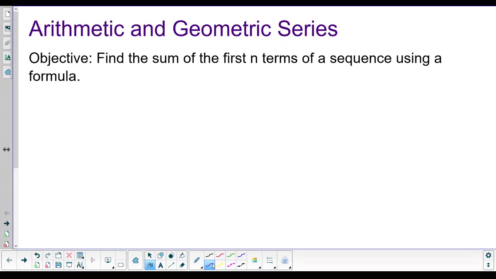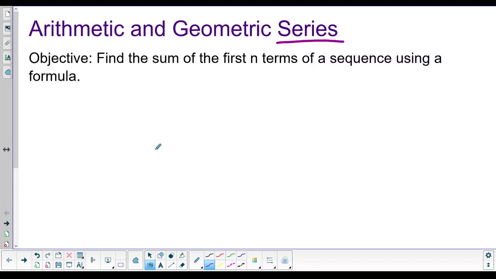We are going to talk about arithmetic and geometric series today. And if you're thinking, what the heck is a series? I'm not talking like Dragon Ball or Naruto or whatever it is you're into watching. But I'm not going to tell you right now because it's on the next slide with the vocabulary.